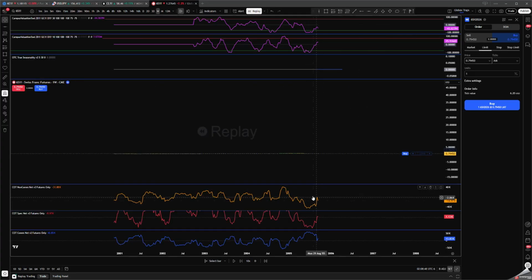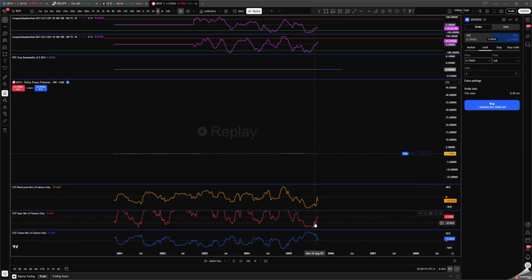This yellow line here represents fund managers. They move with the trend. They're trend followers, and they're speculators. So whenever a trend is about to turn, we can see some divergence here, and we can try to time the market based on that.